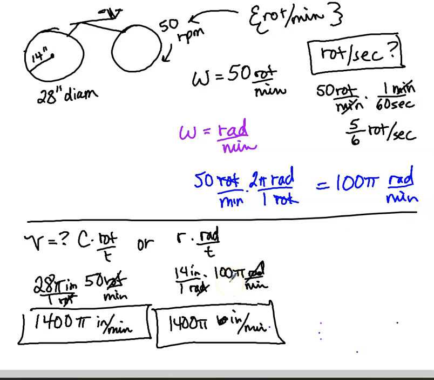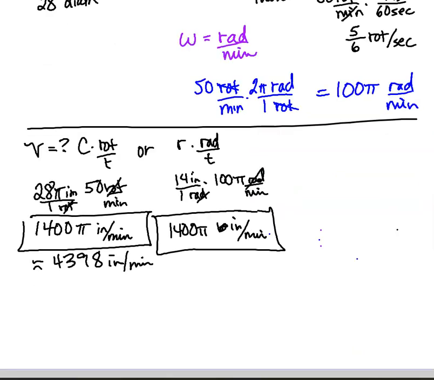Now, this doesn't really make sense, because even if I did 1400 times pi, let me just do that real quick. So this is about 4,398 inches per min. If I said that to someone, they would be like, what the heck are you talking about, right? We do miles per hour. So let's convert this to miles per hour. This is going to get pretty interesting.